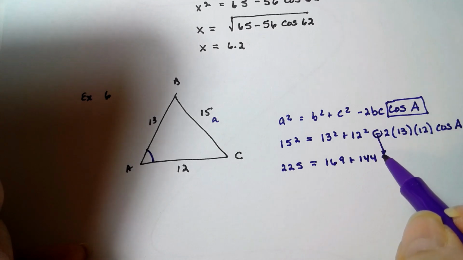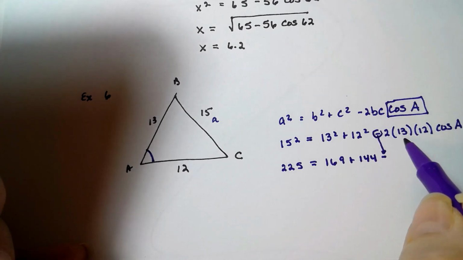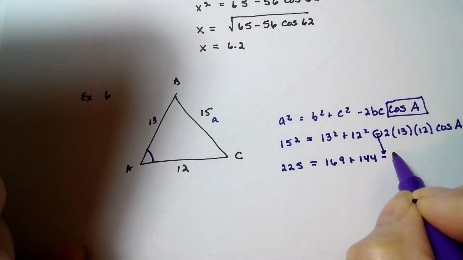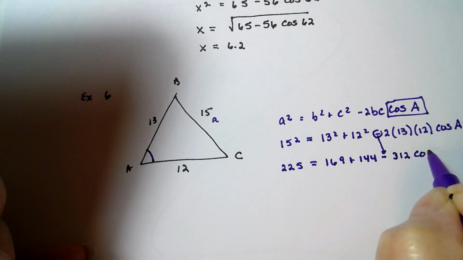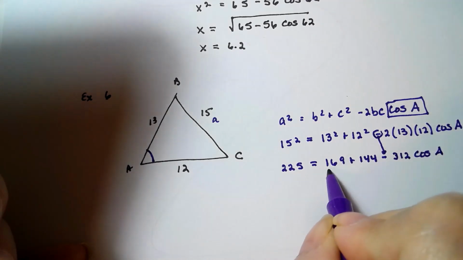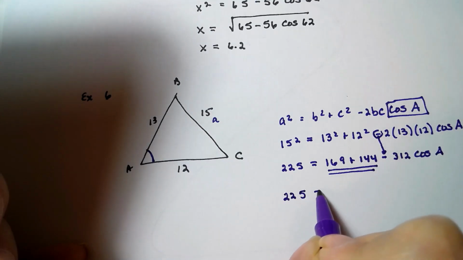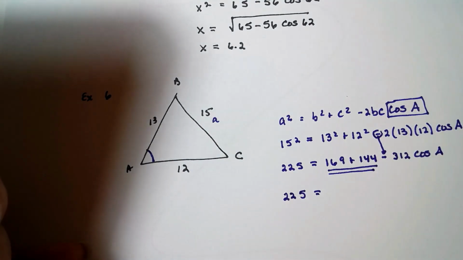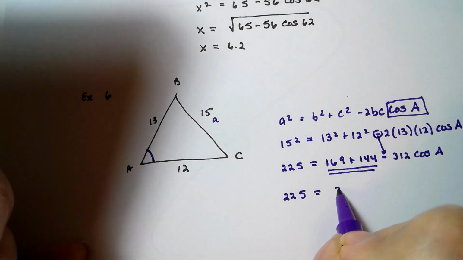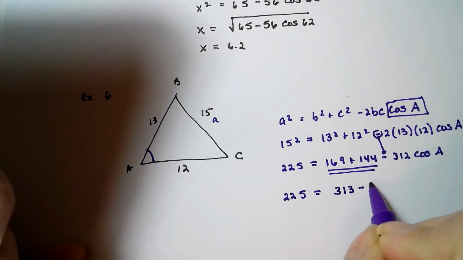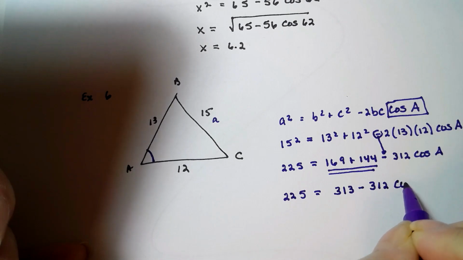But anyway, I'm just bringing down that sign. I'm just multiplying those three numbers and I get 312 cosine of A. Now if I clean up these two, if I combine them, I have 225 is equal to 313 minus 312 cosine of A.